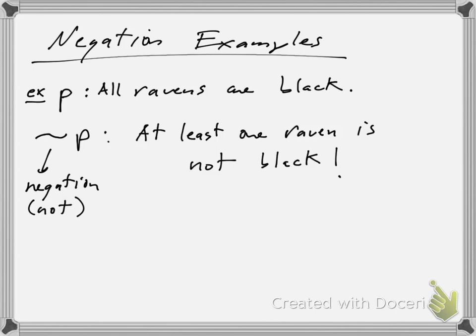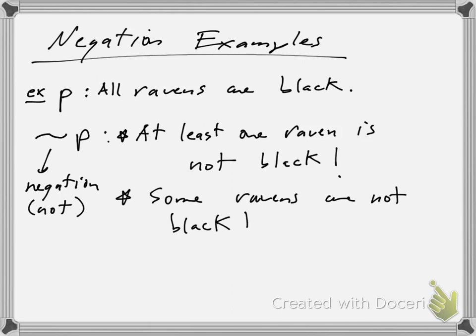Another way to say this, the simpler way, is some ravens are not black. These mean the same thing. Some ravens are not black means that there's some. Some could mean one or more. So at least one raven is not black. That's a way that we would negate that statement.